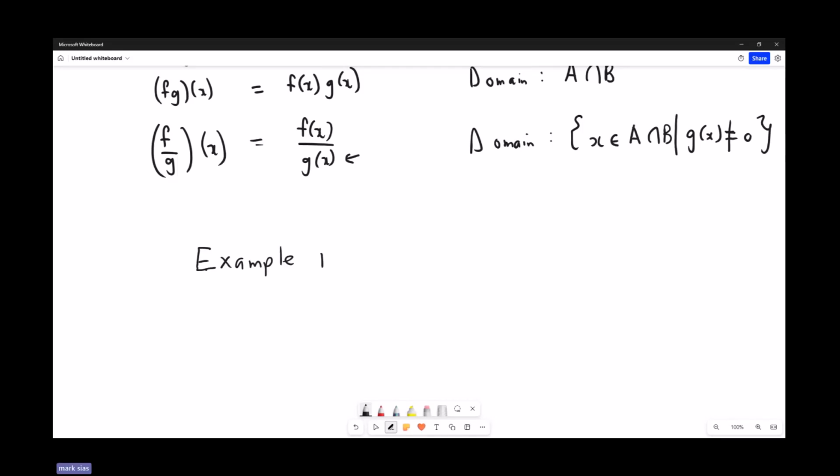Example one. Let's have these two functions. They've got a function f of x equal to 1 over the square root of x minus 2. We know what to do here. We know what the domain is. And then we have a function g of x, and we're also familiar with this function. This one is the square root of x. We know its domain also, right?